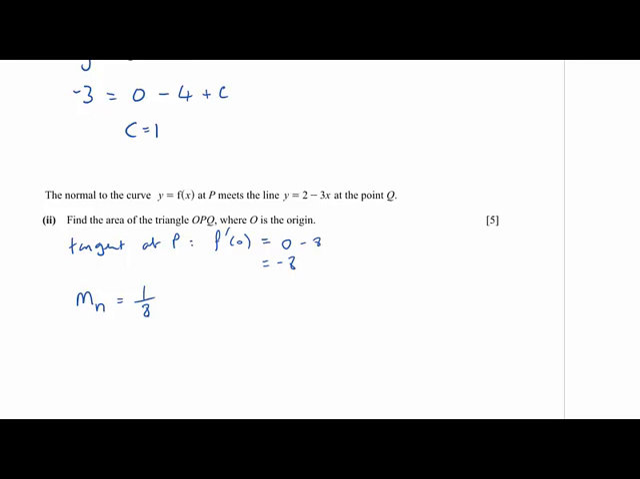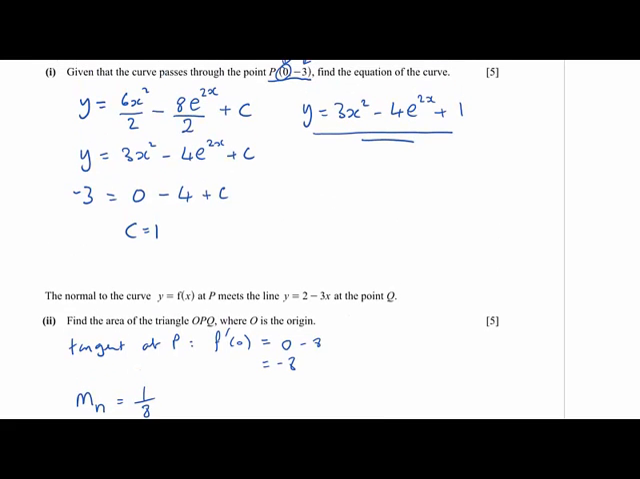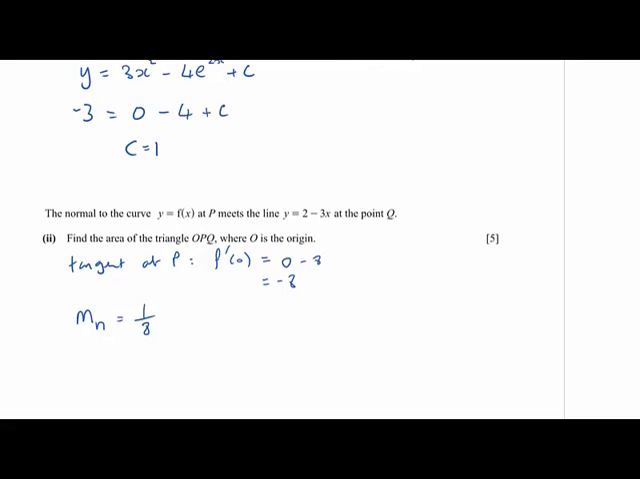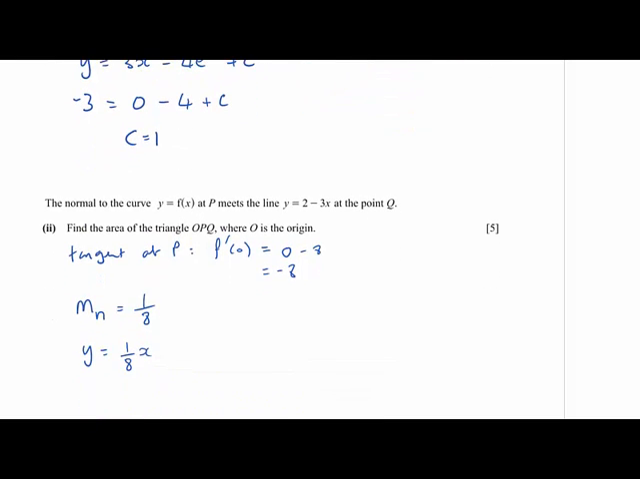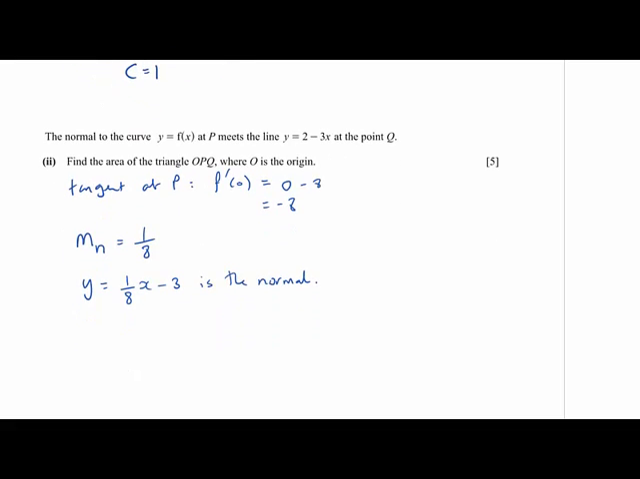And so we also know that this goes through this point, which means the intercept is at negative 3. So we can say that y is equal to 1/8 x take away 3 is the normal. So we need to find the intersection of that with this. So y equals 2 minus 3x. I'm going to just underline that because that's an important part of the answer.